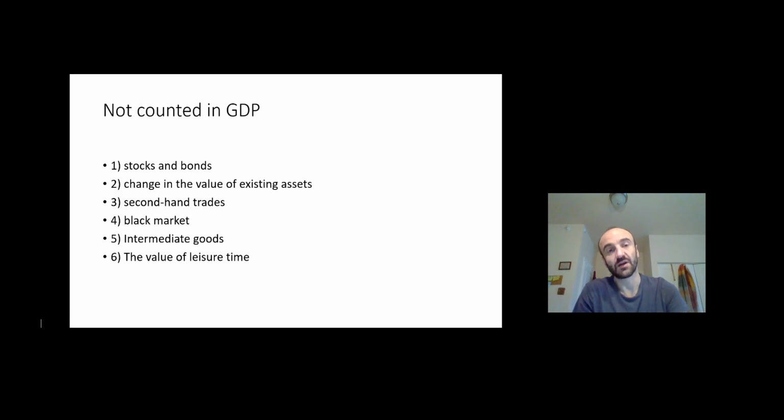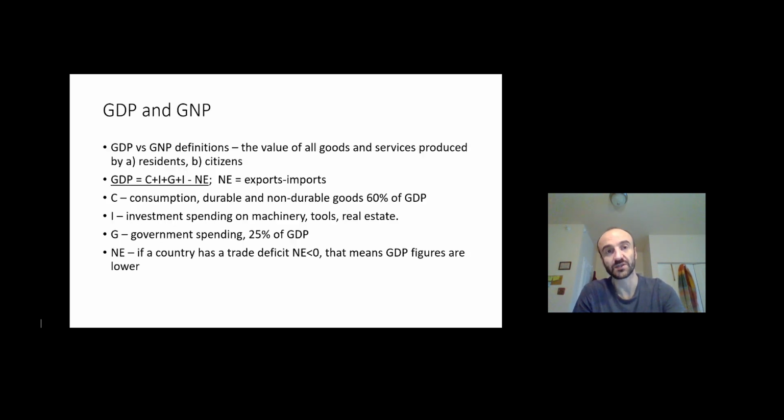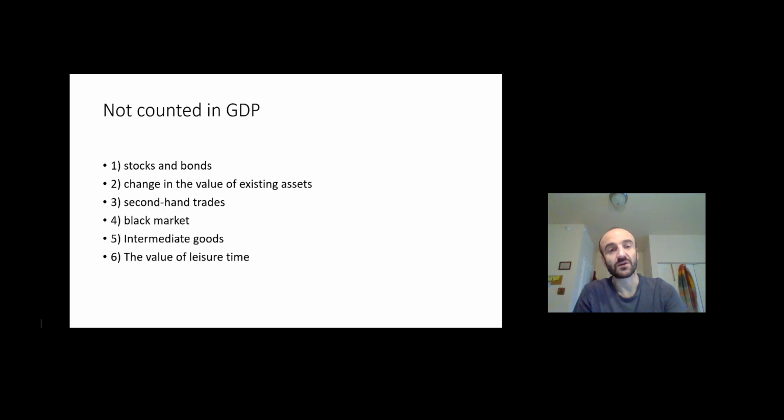What else is not counted towards GDP? Second-hand trades. Second-hand markets are not included in GDP. Let me go back just for a moment to this definition. What is GDP? The value of all final goods. I omitted a crucial word: final goods and services produced by residents. So that means all goods that are not new, all goods that are sold the first time and then resold by somebody else, this additional transaction is not included in the GDP.